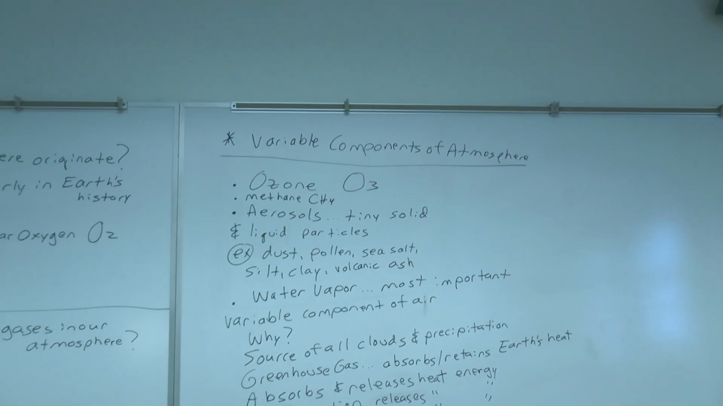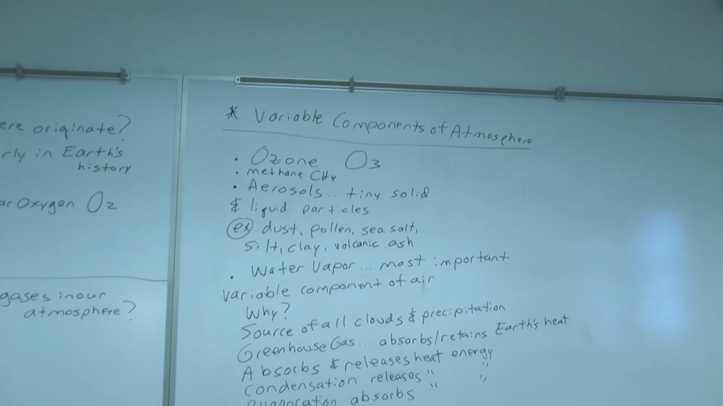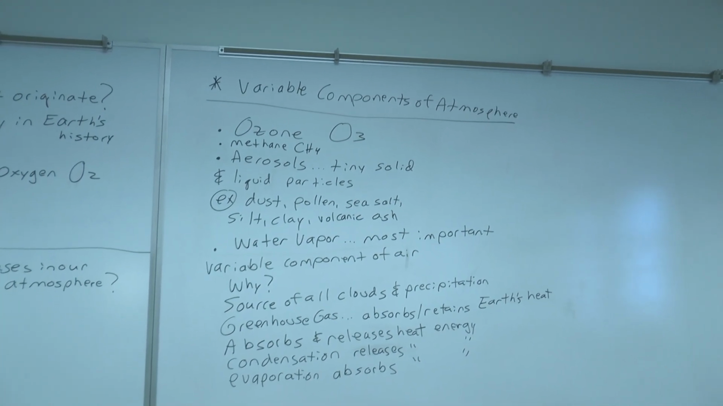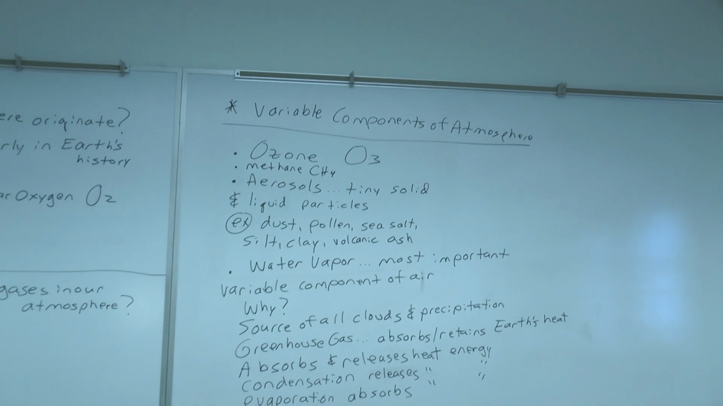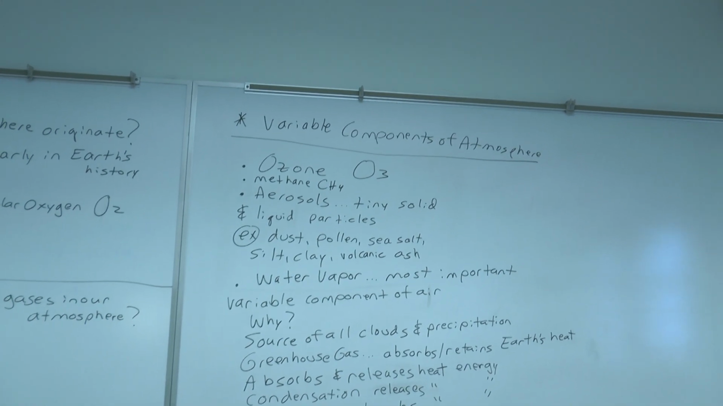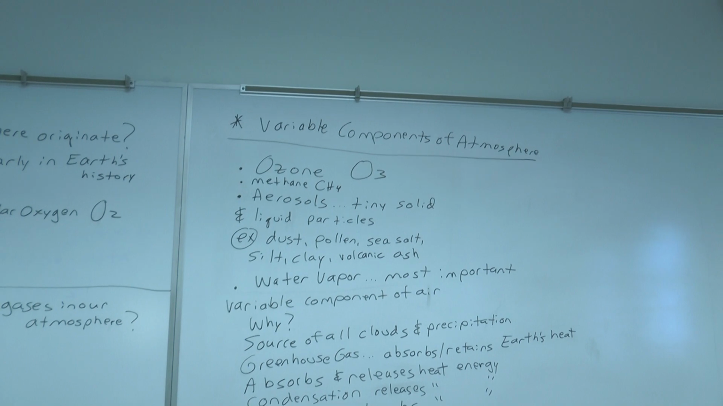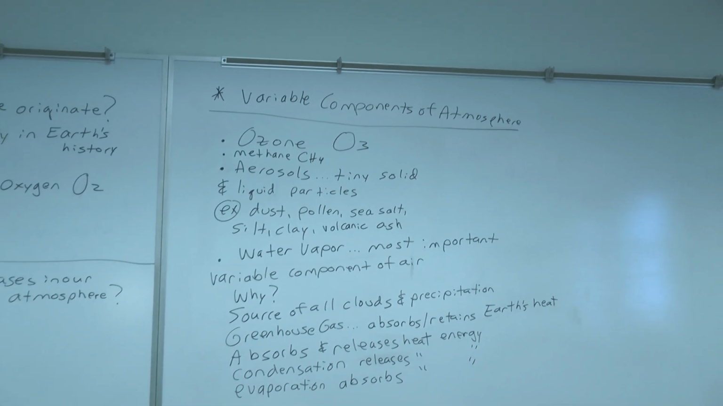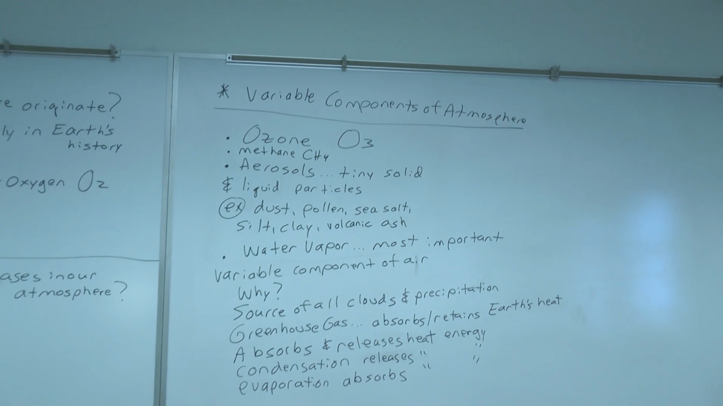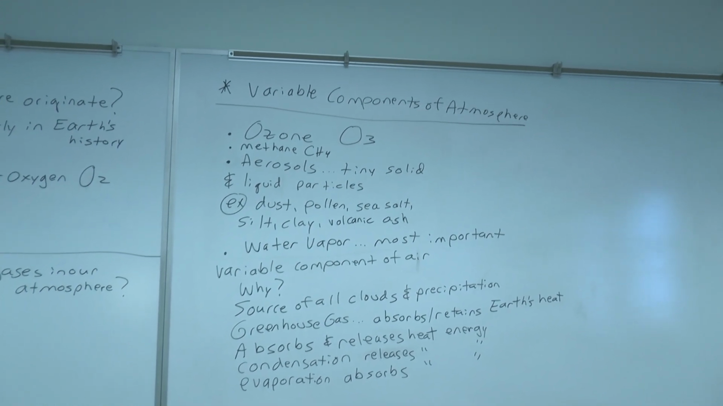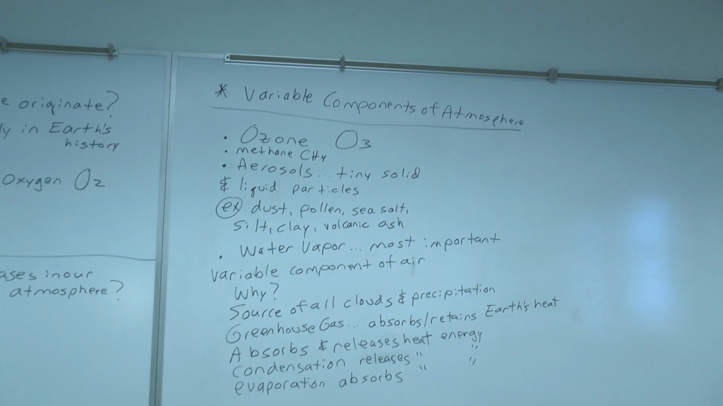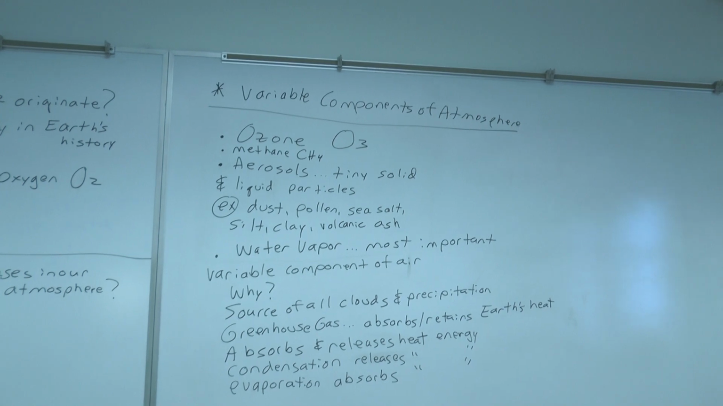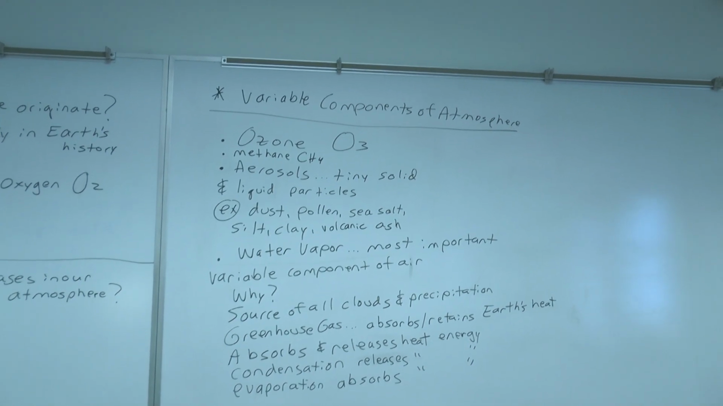Okay, we are going to take a look at the variable components of the atmosphere, meaning what kind of things are in the atmosphere that are not fixed. So we have ozone, which is known as O3. Notice that ozone is different from atmospheric oxygen. It's O3 instead of O2. We'll learn more about ozone in later chapters. You've probably heard of the ozone layer, which is very important and necessary for life on this planet as we know it. It hangs out in the stratosphere, and the ozone layer is a good thing for us.